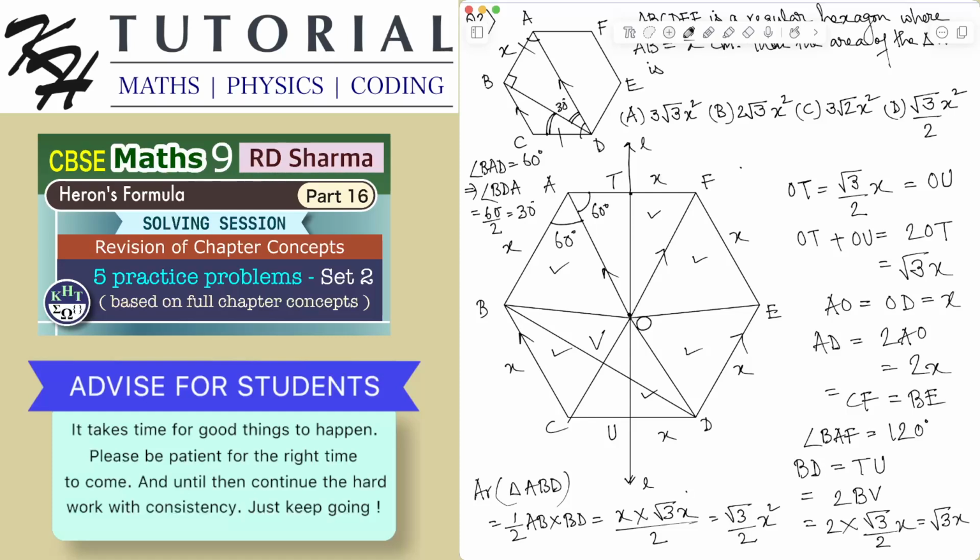And this is 60 degree. BAD is 60 degree, so obviously angle B will be 90 degree. So triangle ABD will be a right angle triangle. Always remember these small observations. These are very important properties you must know.